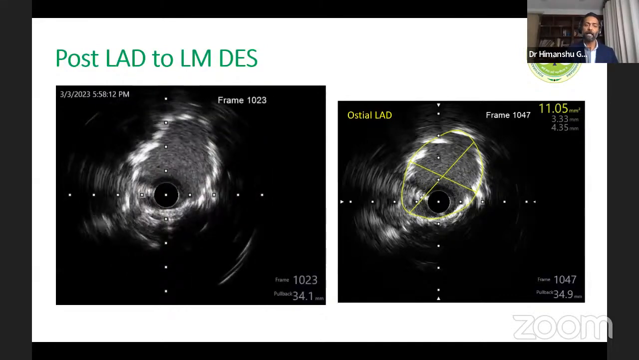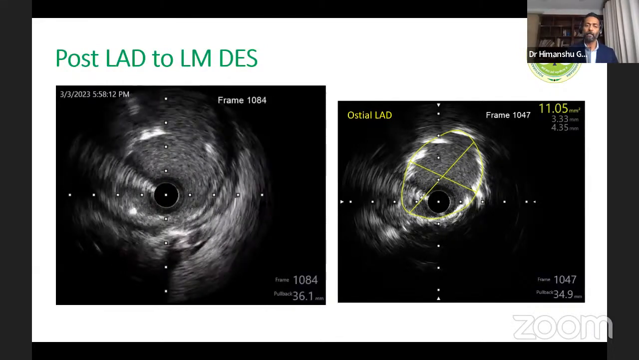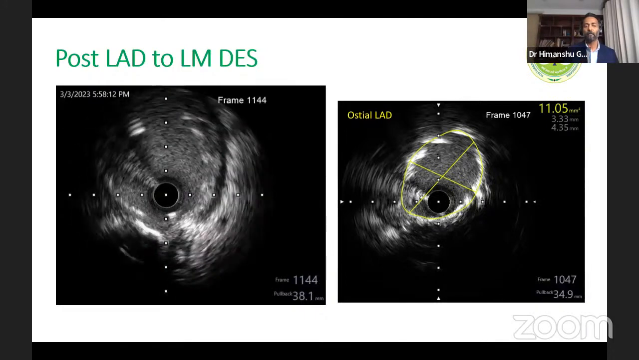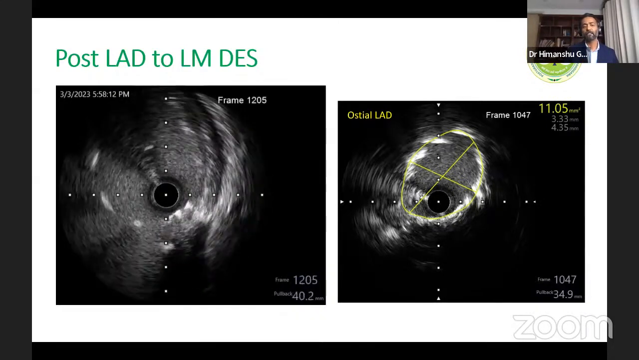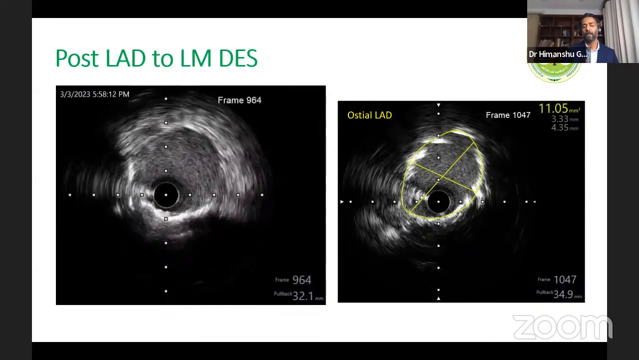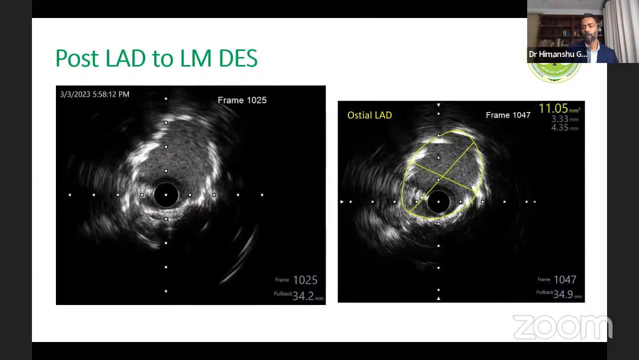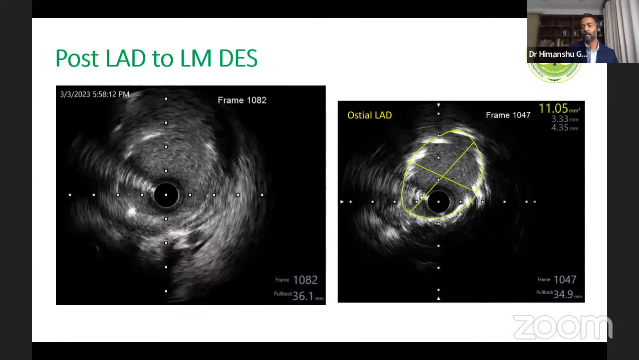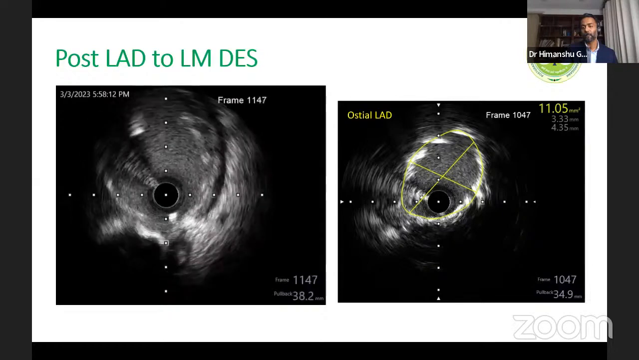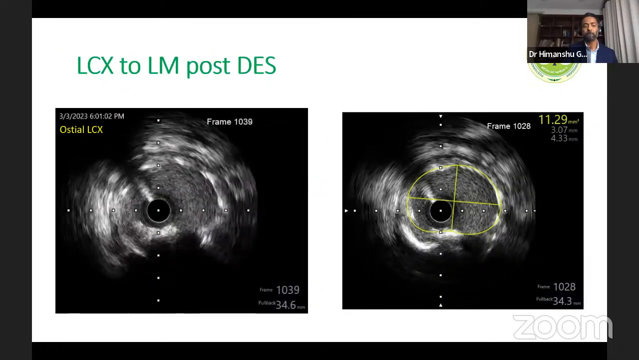So this is the post IVUS from the LAD to left main. We see a short neocarina because we did almost like a T. We see the circumflex wire coming in, and we have coverage of the left main ostium. The ostial LAD had an area of about 11.0, which is quite acceptable for a 4 millimeter vessel.